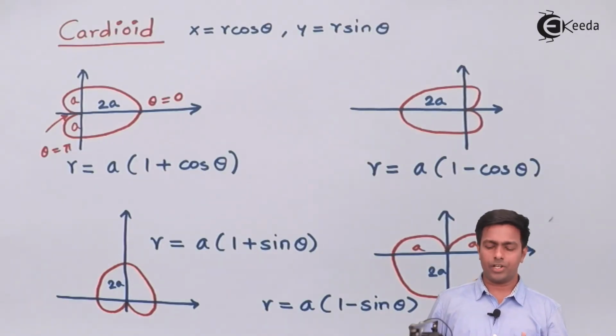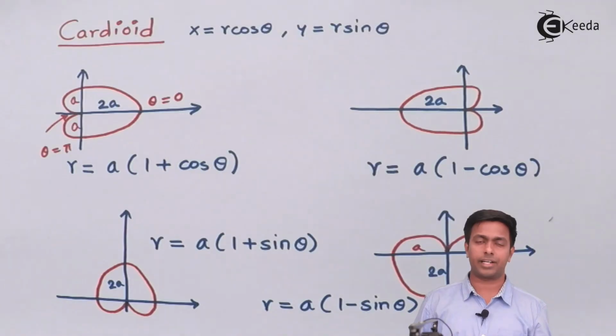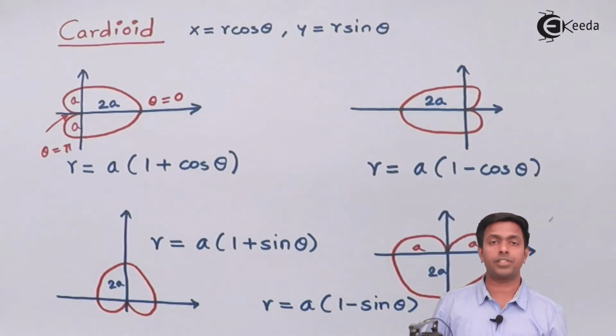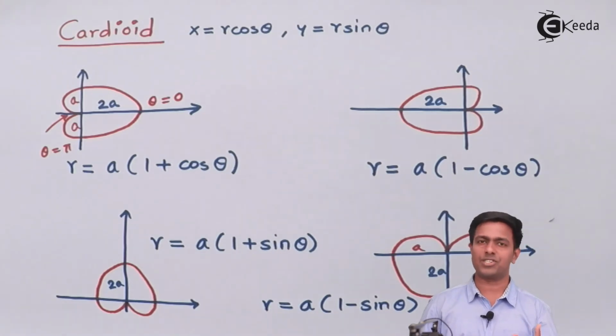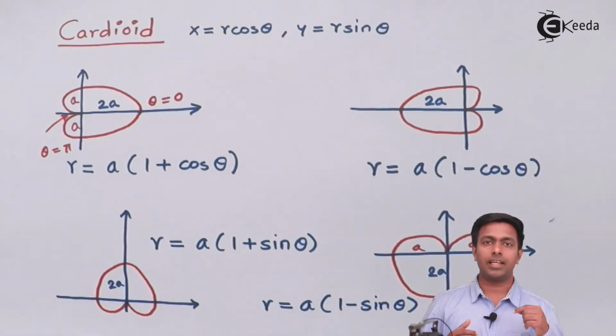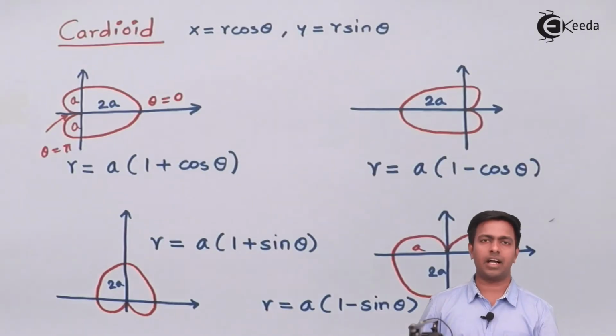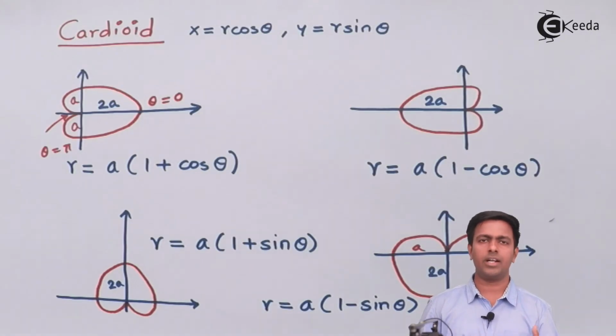So we'll use the different formulae. If it comes in rectification, we'll use the formula of rectification to find the length of this cardioid. And if it comes in area, we'll use the same equations to find the area. Keep watching the videos, because in the next video I am going to cover the numericals based on this cardioid. There we'll see how I use this cardioid and how I solve the numericals.